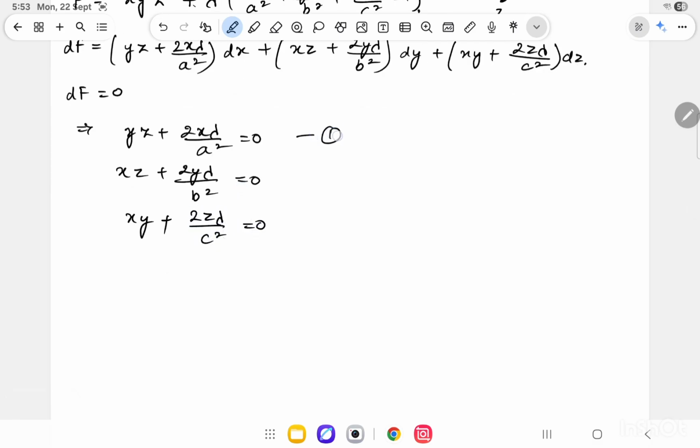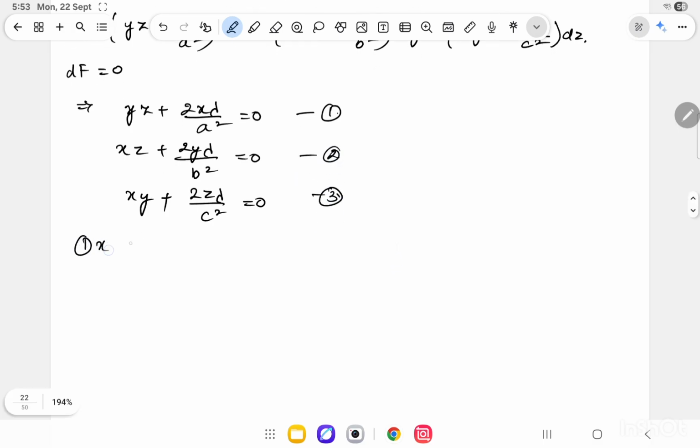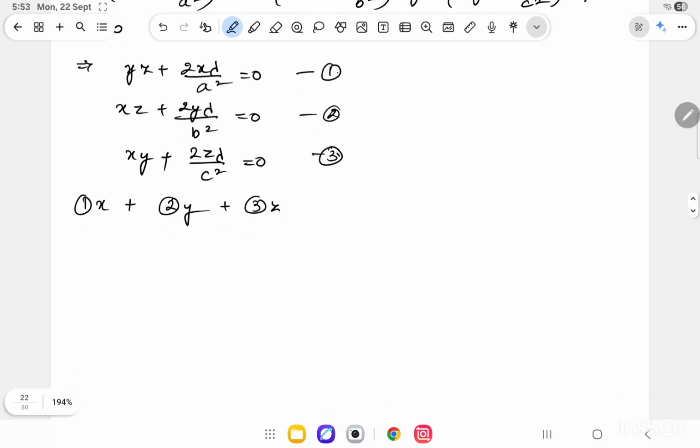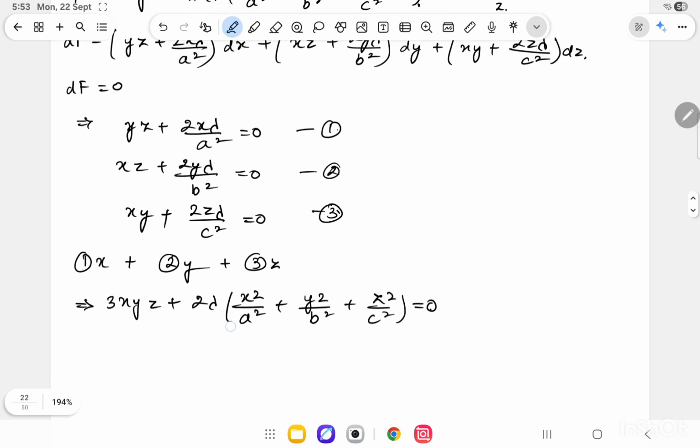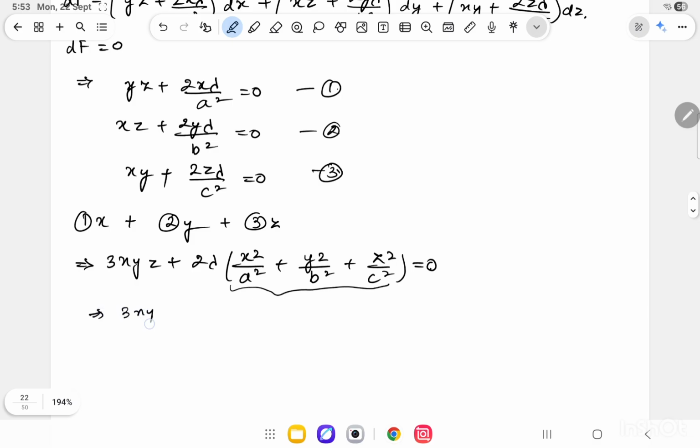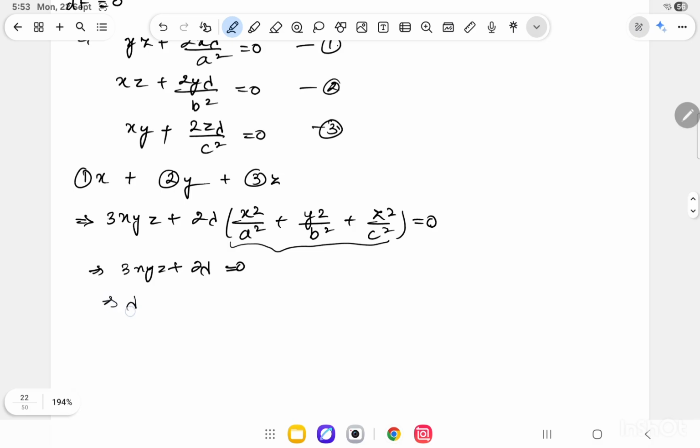Let's name these equations 1, 2 and 3. Now if I multiply 1 with x, 2 with y and 3 with z and add these three, I'll get 3xyz plus 2 lambda into x square by a square plus y square by b square plus z square by c square equals 0. But this term is equal to 1. So from here I'll get 3xyz plus 2 lambda equals 0, which gives me lambda equals minus 3xyz by 2.